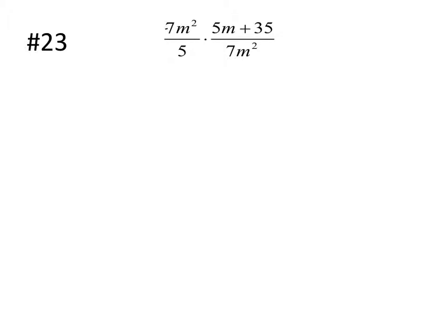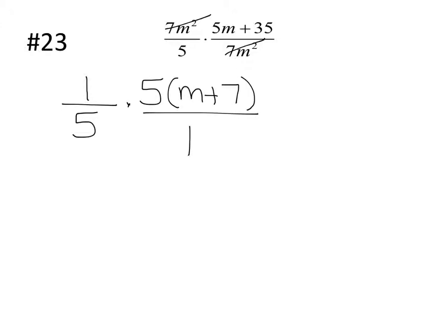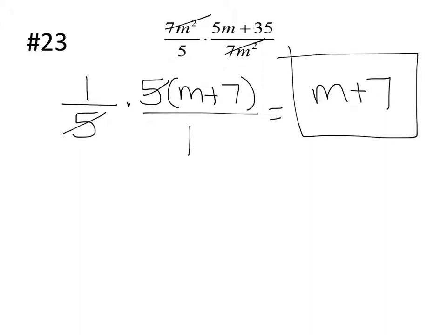Okay, here I can immediately cancel the 7m squareds, so I'm just left with 1 over 5, since I canceled the 7m squared, times, here I can factor out a 5, leaving me m plus 7 over 1, because I already canceled out the 7m squared. Your 5's cancel, leaving you just m plus 7 over 1. However, we don't write over 1, so it's just m plus 7.